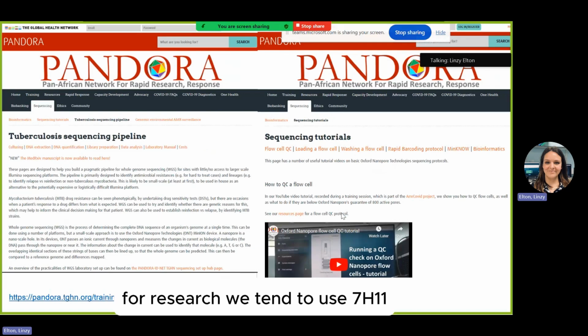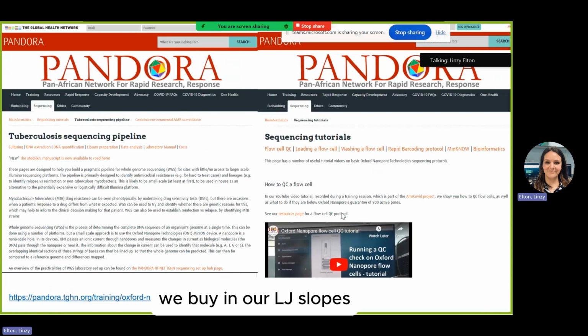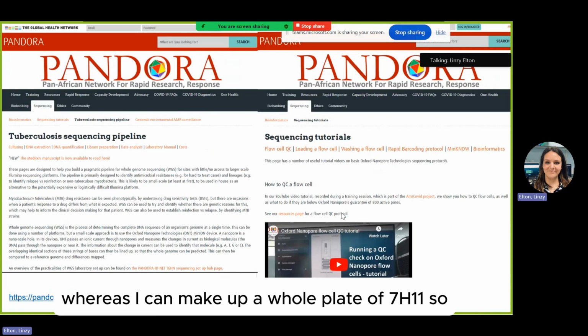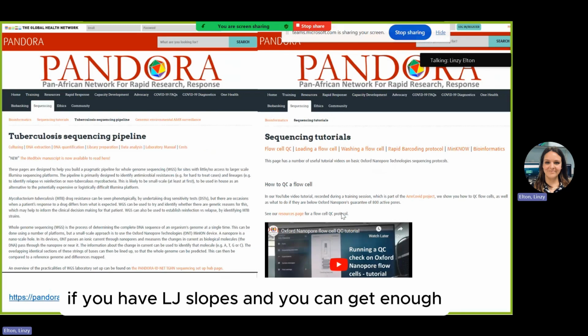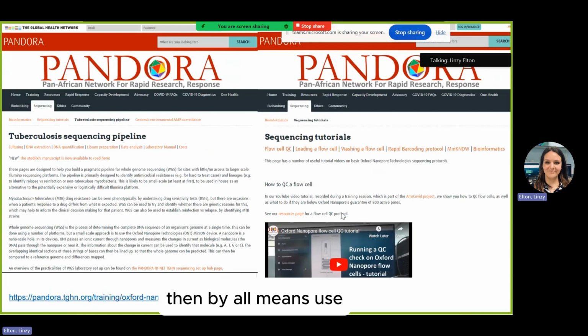For research, we tend to use 7H11 because it does give you slightly more growth, we found anyway, than the slopes, purely because we buy in our LJ slopes, whereas I can make up a whole plate of 7H11. So if you have LJ slopes and you can get enough bacteria off to get the amount of DNA that you need for the kit, then by all means use LJ slopes.